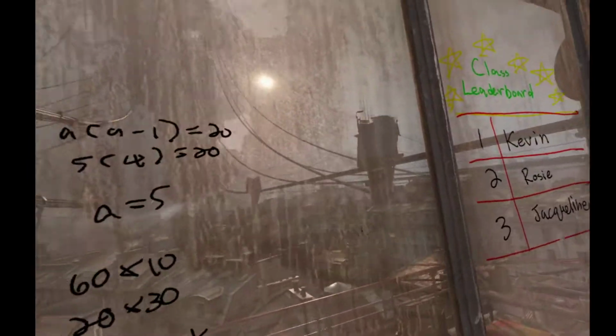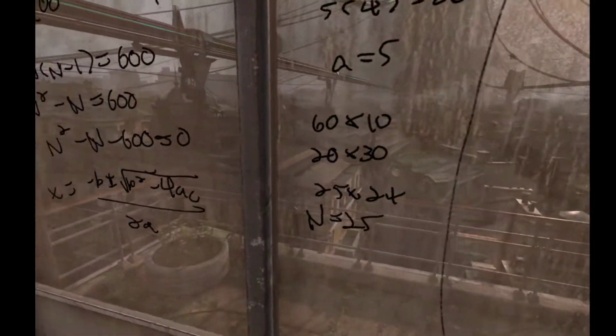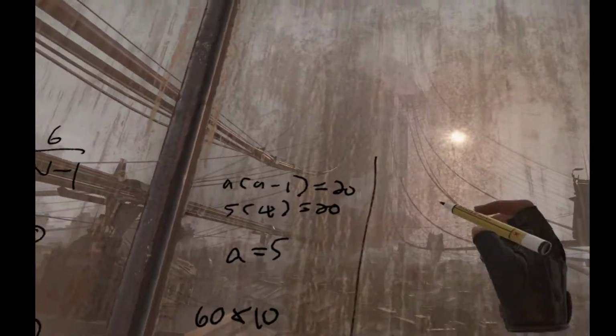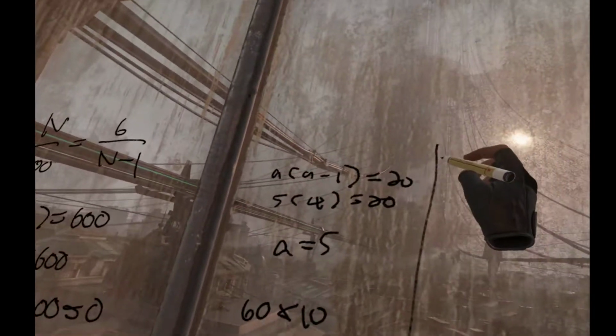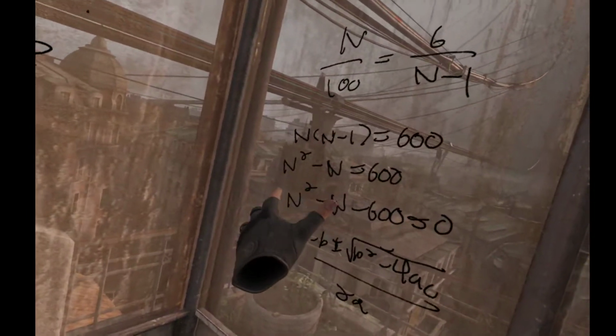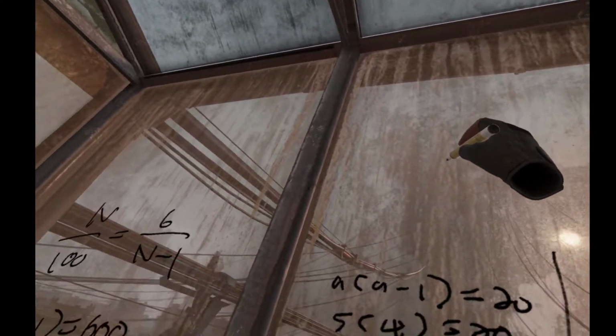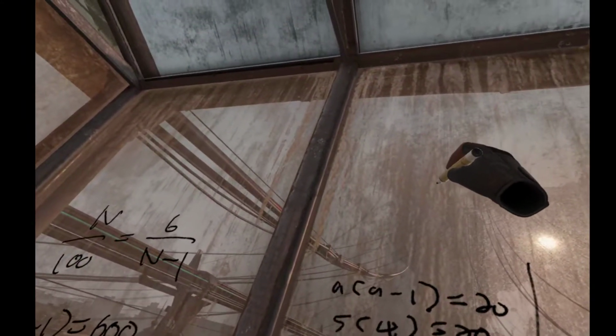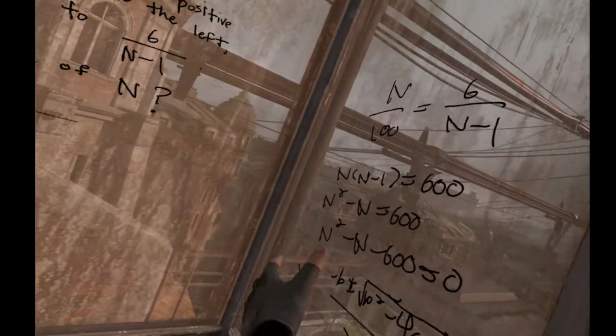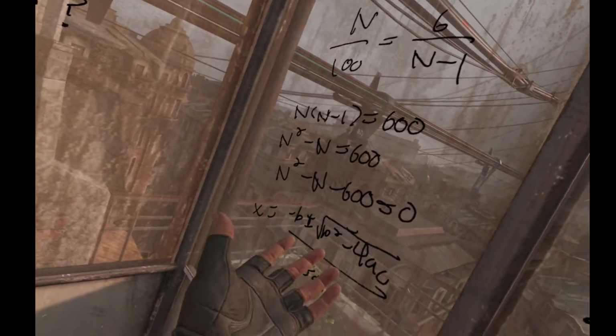But if that doesn't come to you, it's fine. You could always use the quadratic formula, so let's try that out right now. The coefficient of n squared is going to be a, the coefficient of negative n is going to be b, and negative 600 is c. So let's plug that all in.